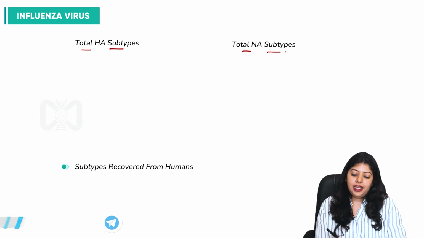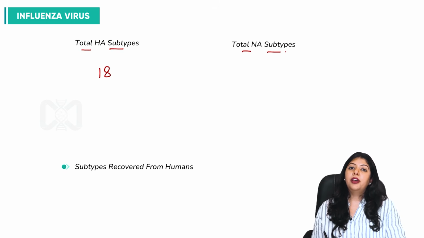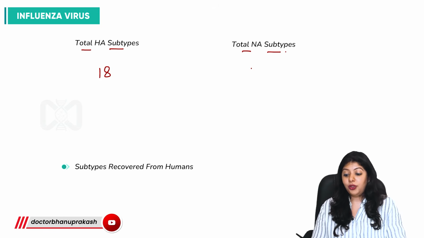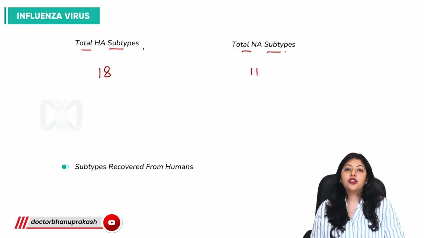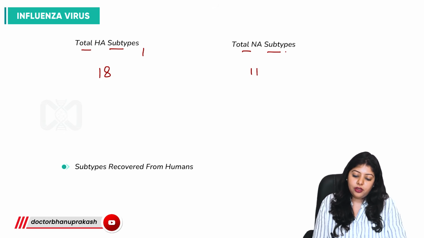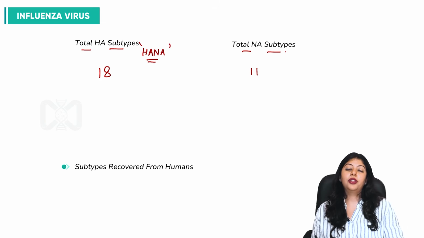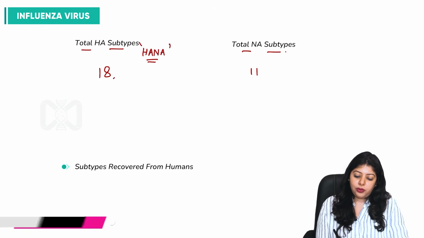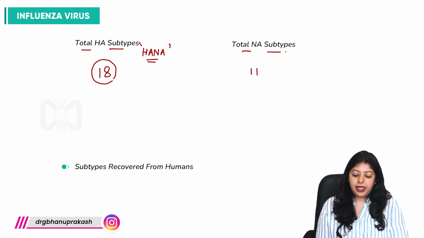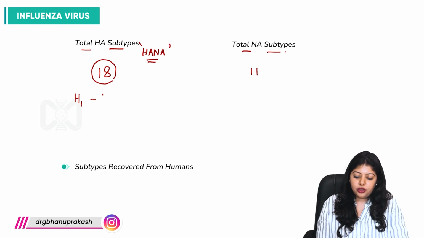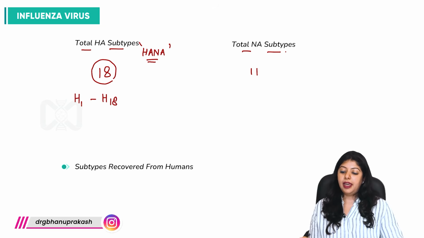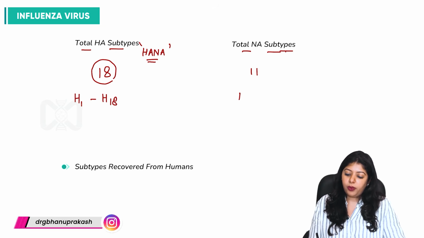So Hannah, she's 18 years old, but at that time she never used to look 18 years old, she looked 11 years old. So this comes down to the number of HA and NA subtypes. So always remember Hannah as an important character for influenza virus. So 18 HA subtypes, that is H1 to H18, whereas NA subtypes are N1 to N11.